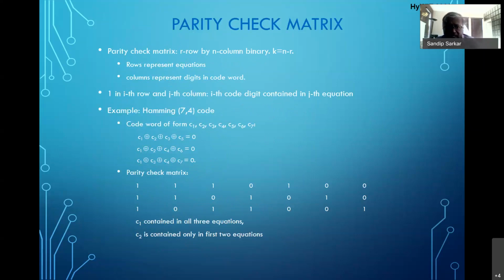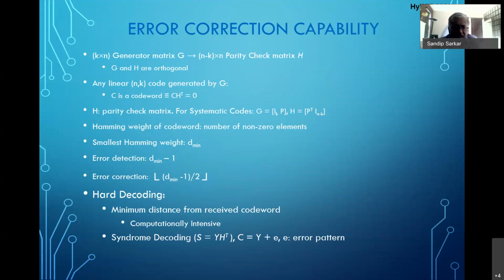Parity check matrices are row by n column binary matrices, where the rows represent the equations and the columns represent the digits in the code word. For example, for the Hamming 7/4 code, the parity check matrix is as shown, and you know all of this, so I'm not going to spend any time. What is somewhat important, though, is that for a generator matrix, G and H are orthogonal. So C is a code word if C H transpose is 0, and hence this leads to an efficient decoding algorithm.